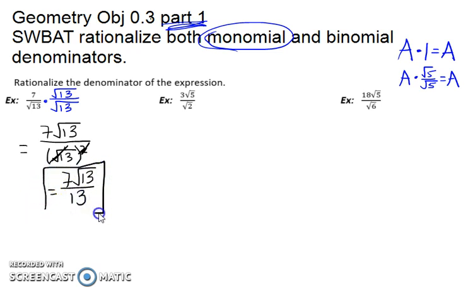You notice that our denominator is no longer an irrational number. It's now a rational number. And these expressions are equivalent. If you type this into the calculator, and if you type this into the calculator, you will get identical answers.